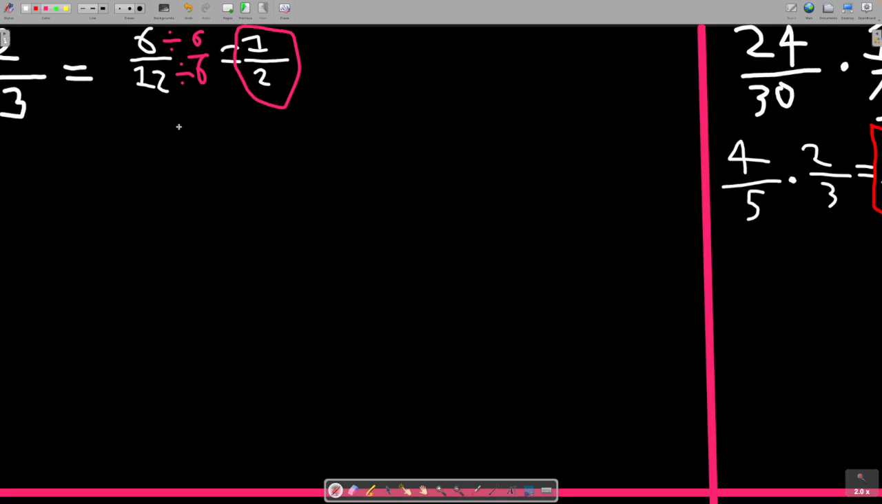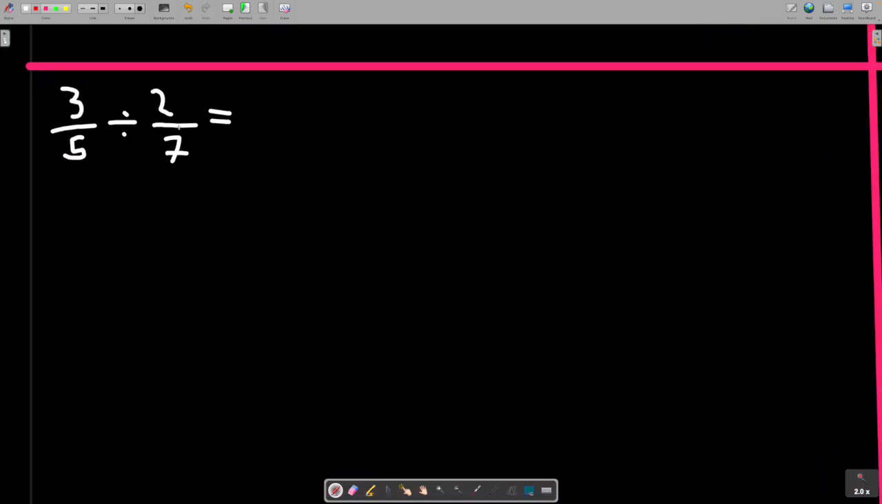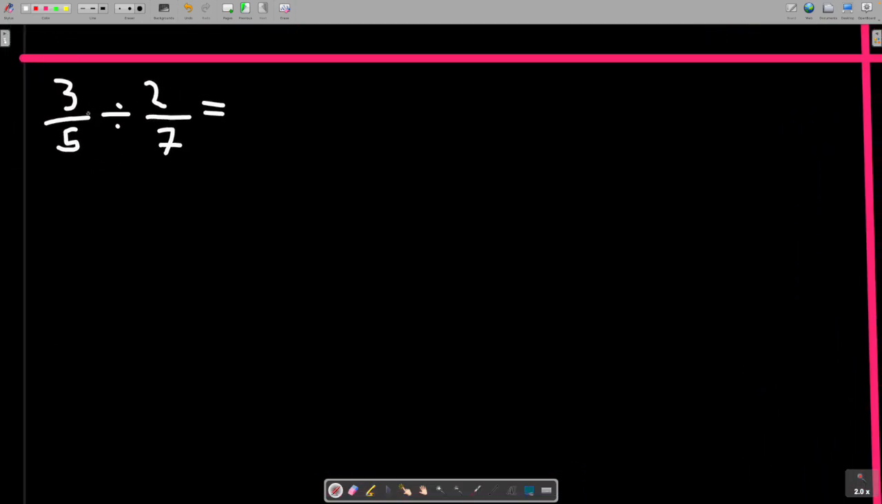Next we have division. There's an expression called keep, change, flip. So you keep the first fraction. Keep it, just write it again, 3 over 5. And then change the division symbol, make it multiplication. So we have 3 over 5 times 2 over 7, and then flip 2 over 7.